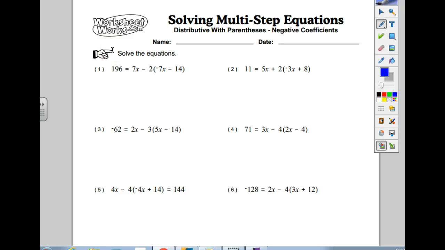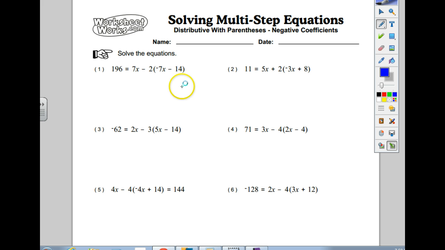Hello guys, many of you have requested that I do a screencast lesson on multi-step equations. We have been working on them for the past couple of days, but I know some of you still struggle with them, so I'm going to do a very short video, and hopefully you can play it over and over until you get it. So let's go ahead and get started.